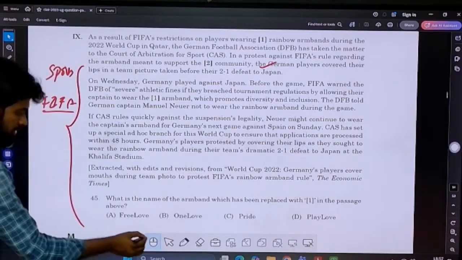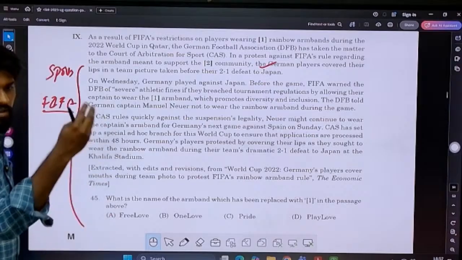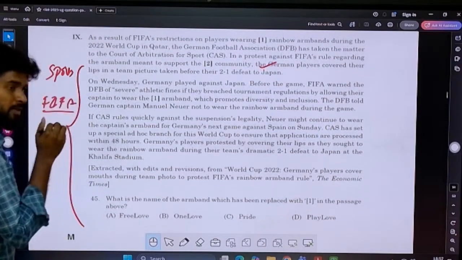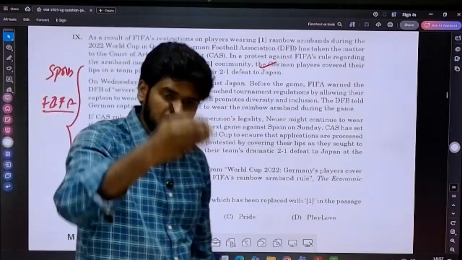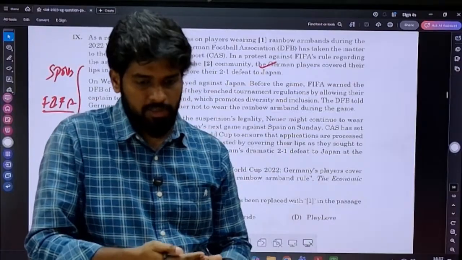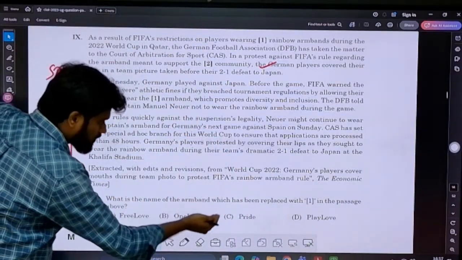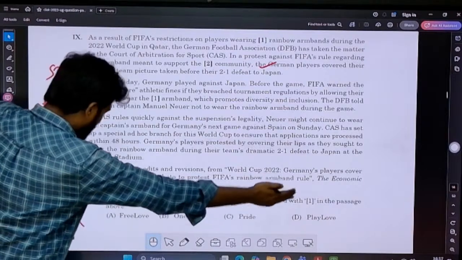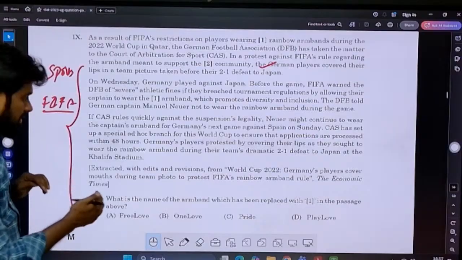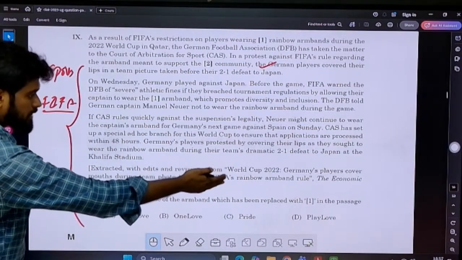Recently Cristiano Ronaldo has retired from international sport. Now we're talking about this FIFA World Cup right now. We have to make sure we read about the entire thing about FIFA, and we'll collect all the information with respect to FIFA. See the question here: what is the name of the armband which has been replaced with one in the passage above? That armband is what has been replaced.